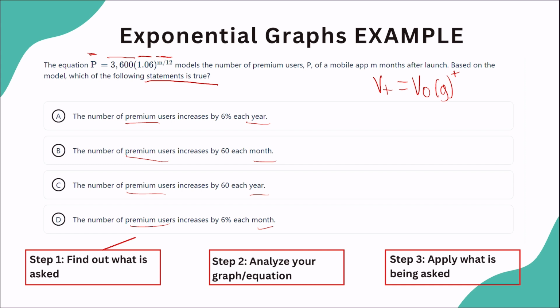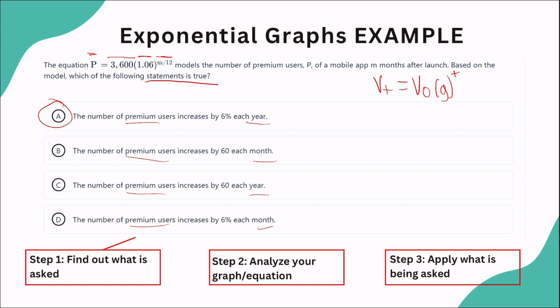So I can tell that if we're doing it yearly and we have a 6% growth rate, before even looking at our answer choices, I'm thinking I'm looking for one that says we have 6% growth every year. So A, the number of premium users increases by 6% every year. This one looks good to me actually, but let's go through the other ones and see why they're wrong.